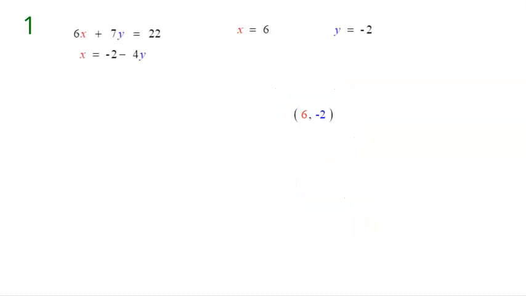And you can check it on the answer key. This is from the worksheet about solving systems of equations by substitution. Substitution, remember, just means that we replaced a letter, in this case it was x, with an expression. We replaced it with negative 2 minus 4y.